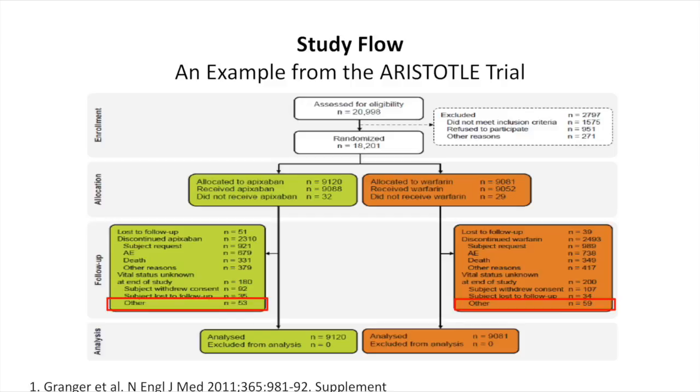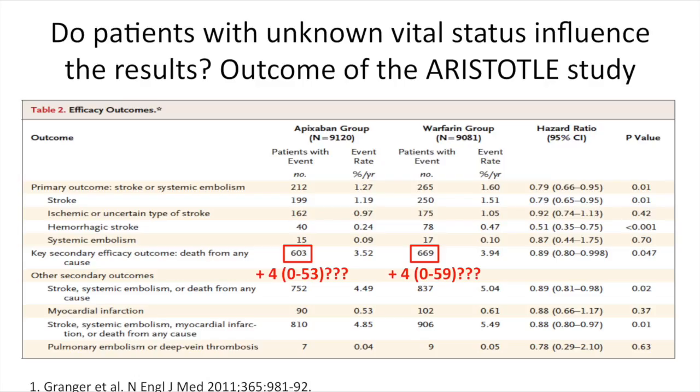There were 53 patients with unknown vital status of unknown cause in the apixaban group, and 59 patients with unknown vital status of unknown cause in the warfarin group. So the question is, may this have influenced the results? And if we look, for example, at mortality, so death from any cause, we see here the results, and there was a benefit for the apixaban group. So the question was, how may these patients have influenced the results?